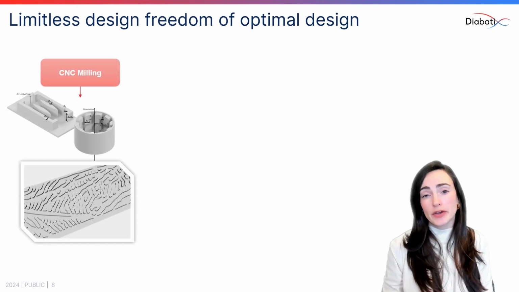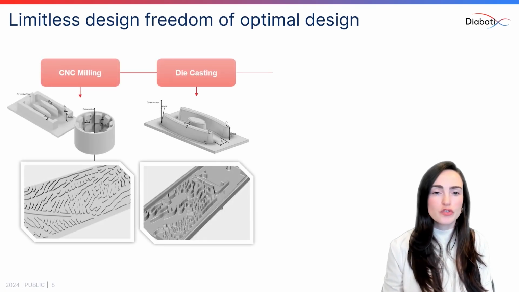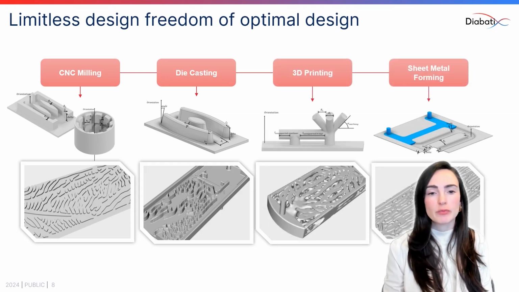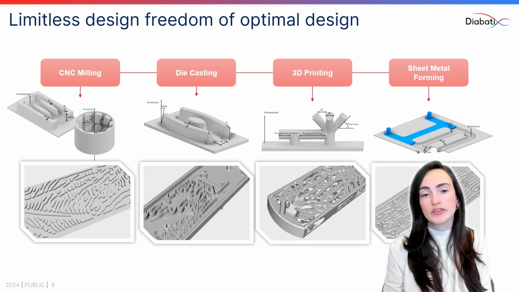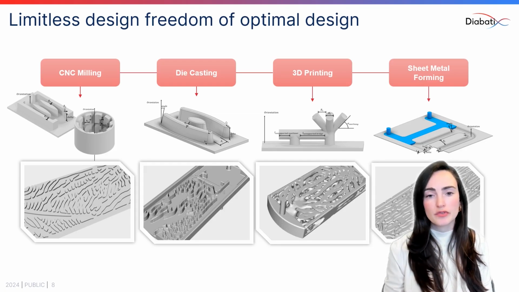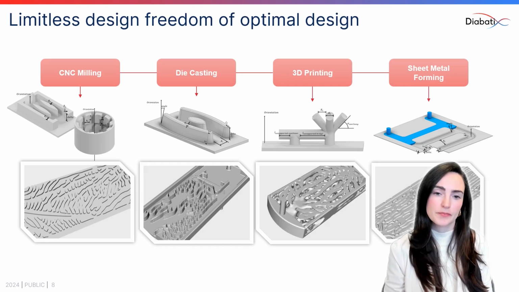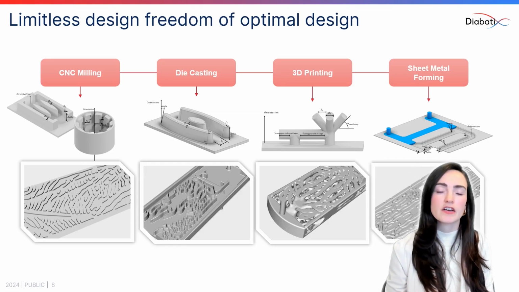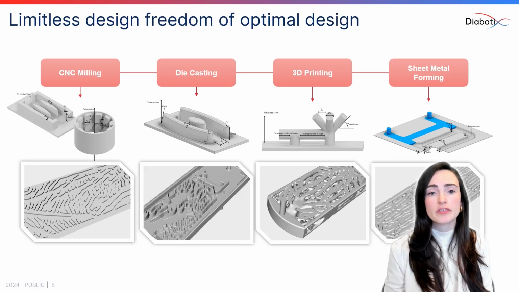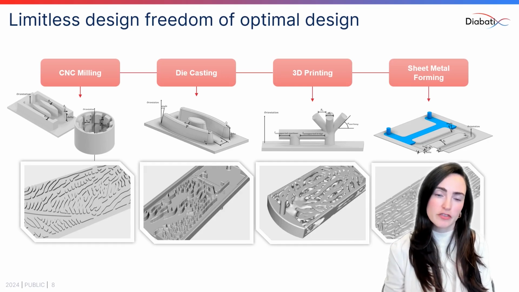Explore the diverse array of manufacturing techniques available on ColdStream to bring your designs to life. Whether you have a specific manufacturing preference in mind, or seek to evaluate and optimize your design across different techniques, ColdStream empowers you with the tools and resources needed to make informed decisions. CNC milling, die casting, 3D printing, sheet metal forming. Elevate your design process by leveraging ColdStream's comprehensive suite of manufacturing solutions, tailored to meet the diverse needs of your projects.